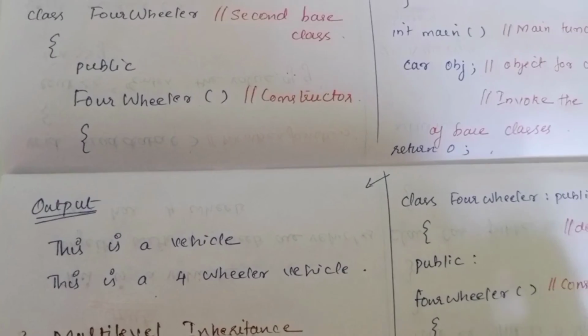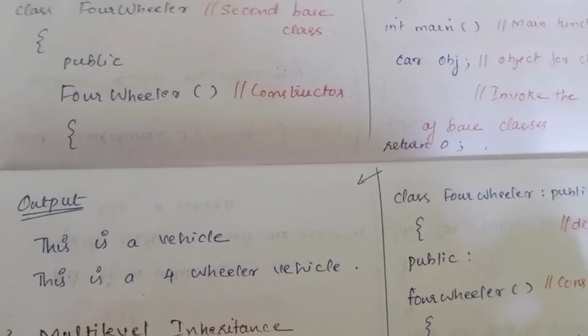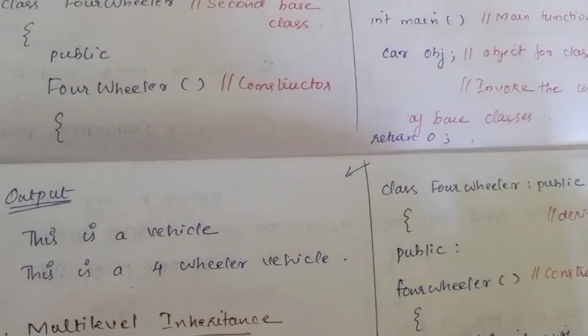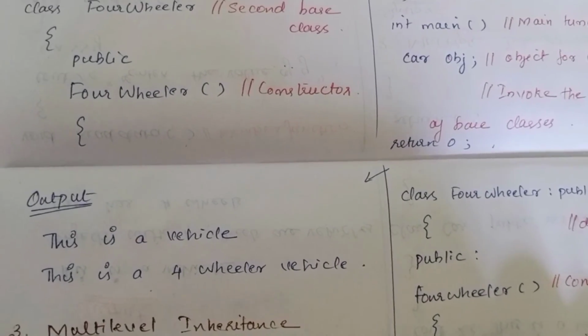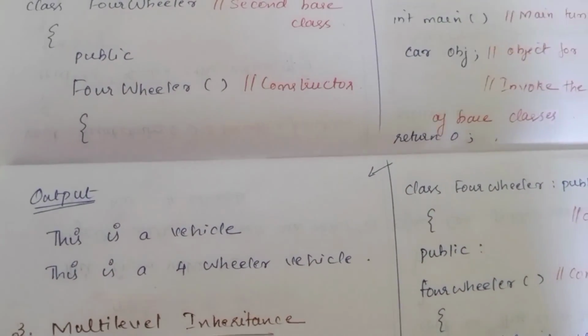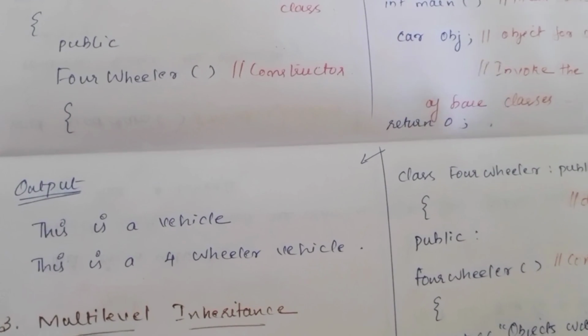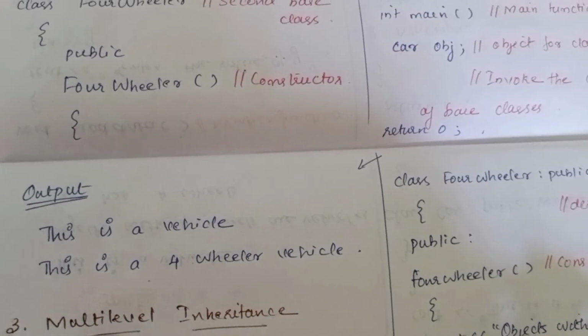So in multiple inheritance, there is only one derived class and it can have any number of base classes. The derived class can acquire the properties of all the base classes.